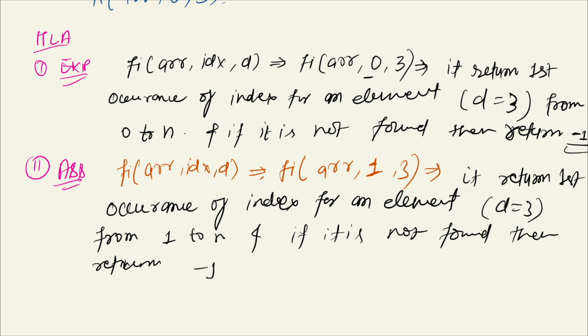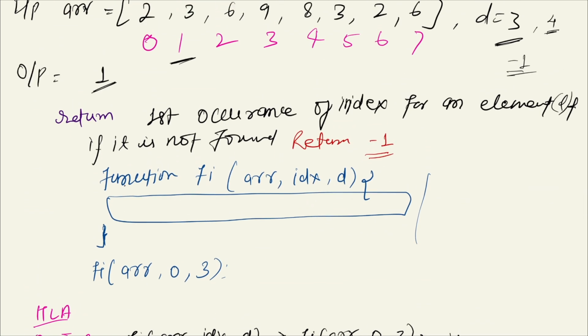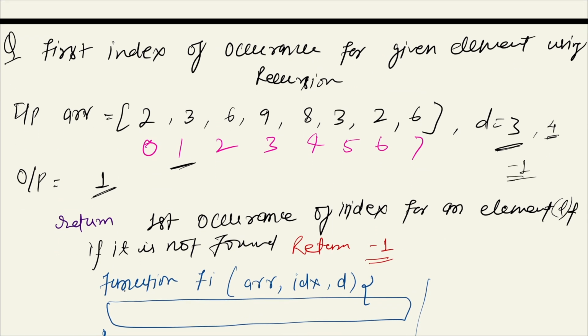And if it is not found then it should return -1. Okay, so inside the array, for our assumption, if we are passing index as 1, it will return the first occurrence of d, which is 3. So it will return the first occurrence of d, which will be 1, from inside this smaller array. So this is our assumption.